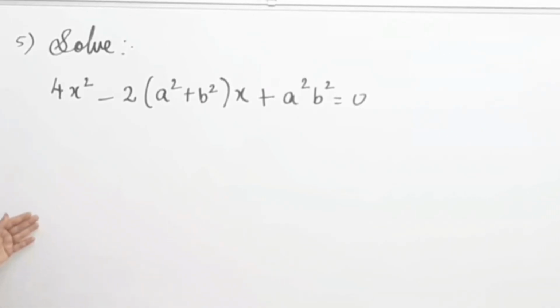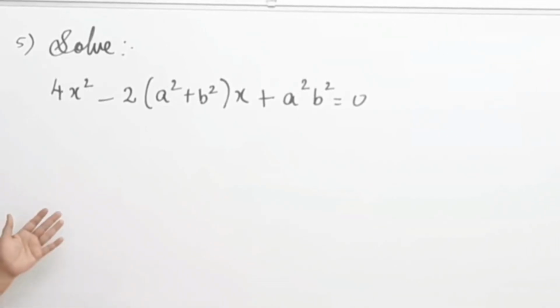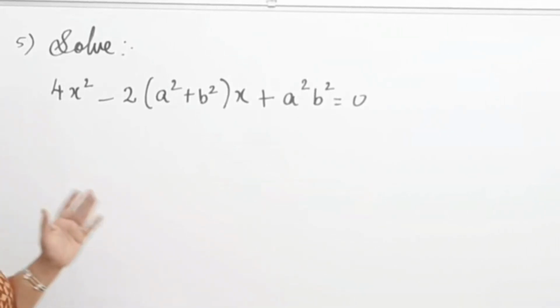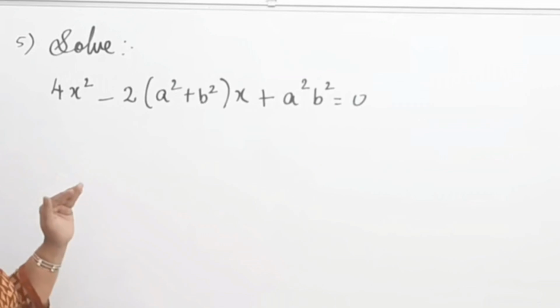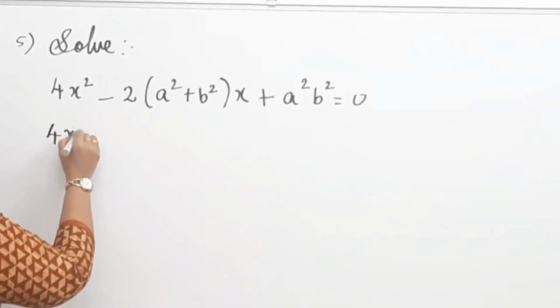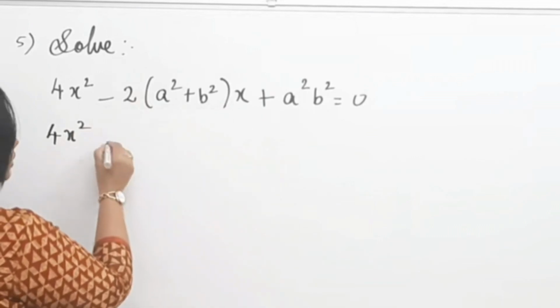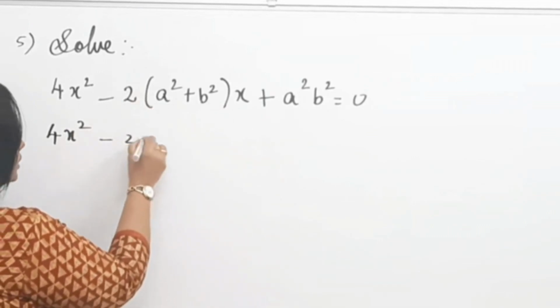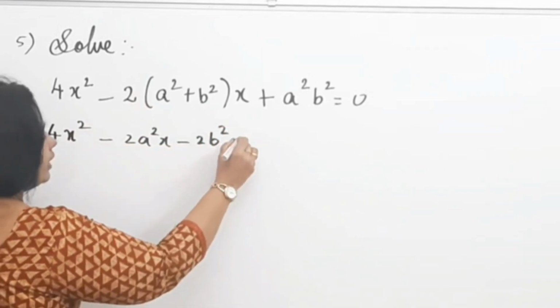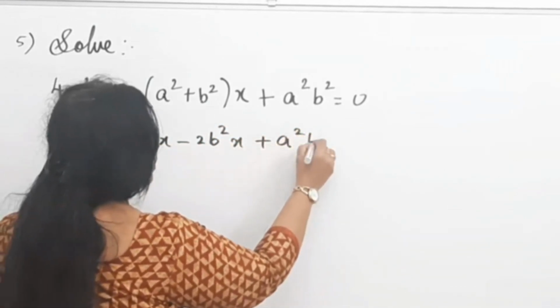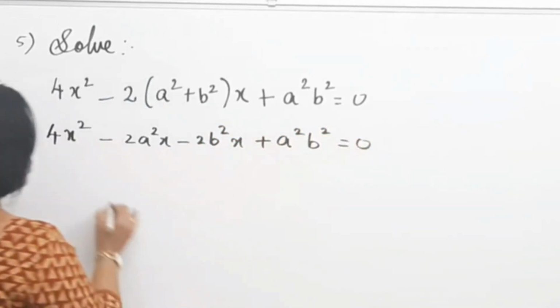Question 4: x squared minus 2 into a squared plus b squared into x plus a squared b squared equal to 0. You have to solve for x always, not for a and b. So now what I do is I just multiply these terms: 2a squared x minus 2b squared x plus a squared b squared equal to 0.